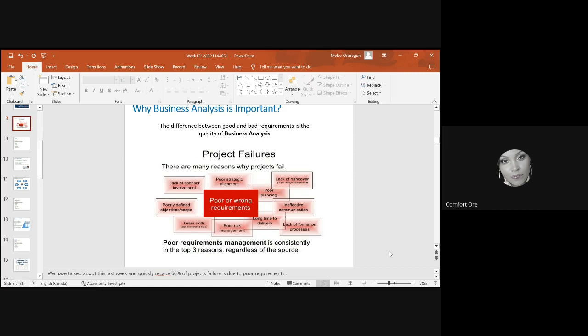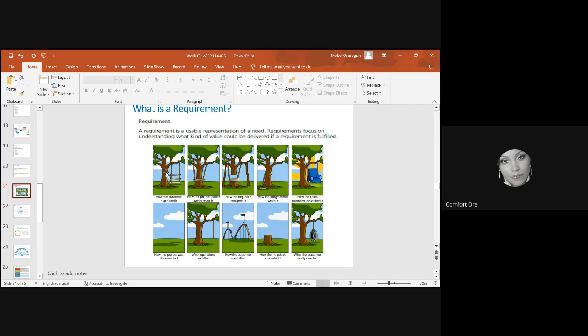Why do projects fail? One of the reasons was ineffective communication, right? So we come back here, and we see that the customer explained it as a three-hole swing that is hanging on a branch of a tree. And the project leader understands it like this. So between the customer and the project leader, there's a miscommunication right there.